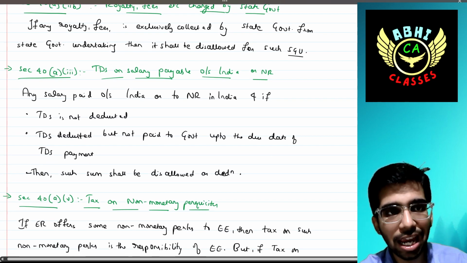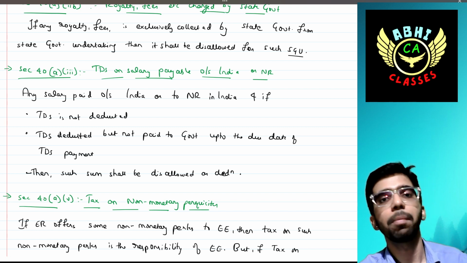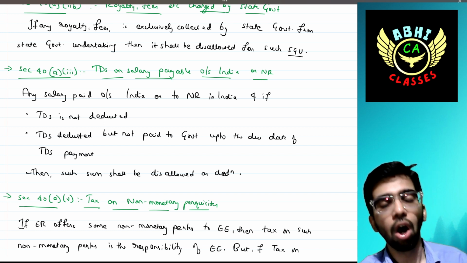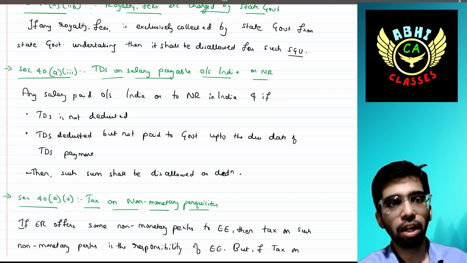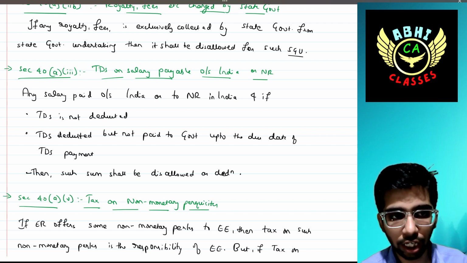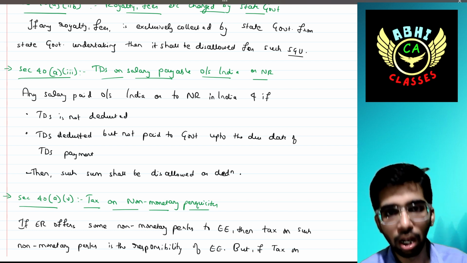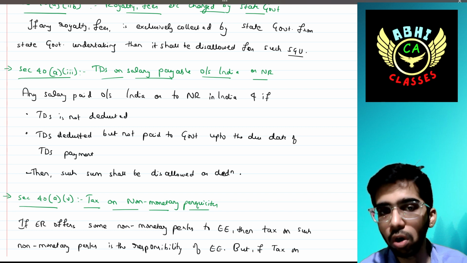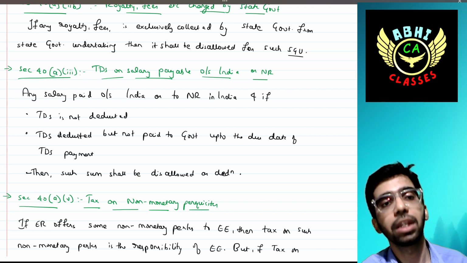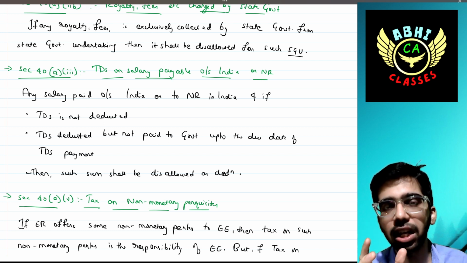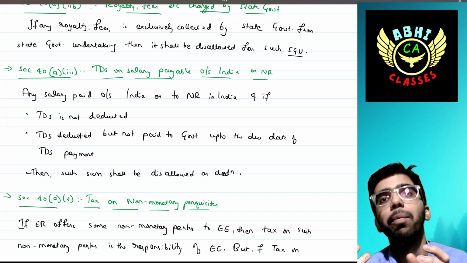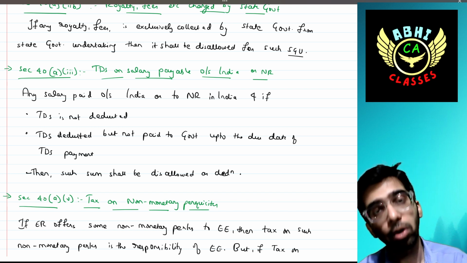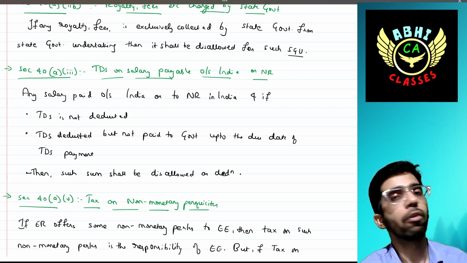Section 40A subclause 3. TDS on salary payable outside India. If any salary is paid outside India or to any non-resident in India, and the TDS is not deducted, or TDS is deducted but not paid to the government up to the date of filing of income tax return, then such amount shall be disallowed as deduction for the payer. Salary will be an expense in the books of the payer. It will be disallowed if the TDS has not been complied with, or TDS is deducted but not paid to the government.